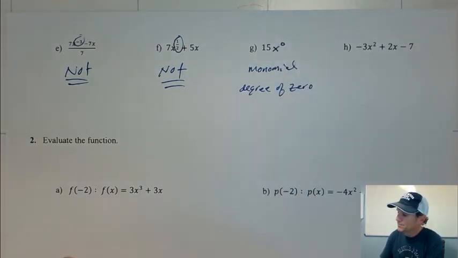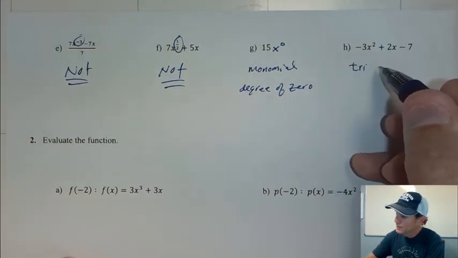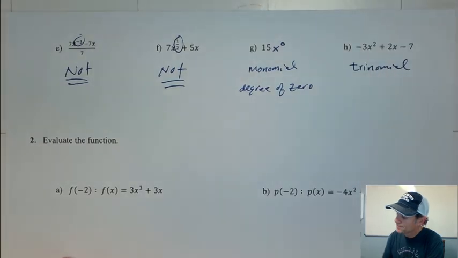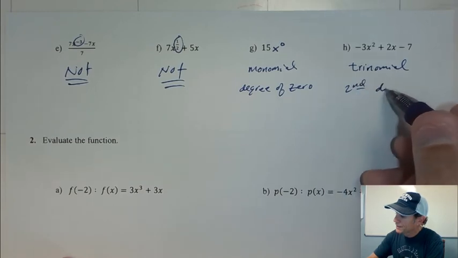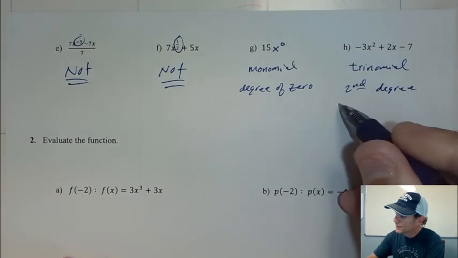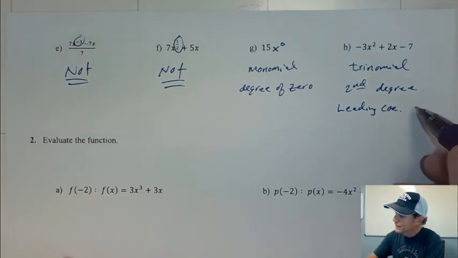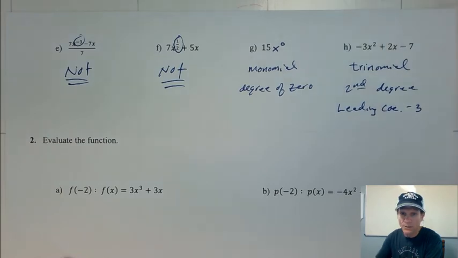This one here is a trinomial, and we'll be working a lot with trinomials in factoring. Trinomial, and it's second degree, and the leading coefficient is -3, and it's in descending order from the highest power down to the lowest power.